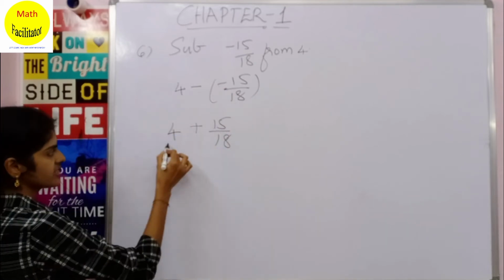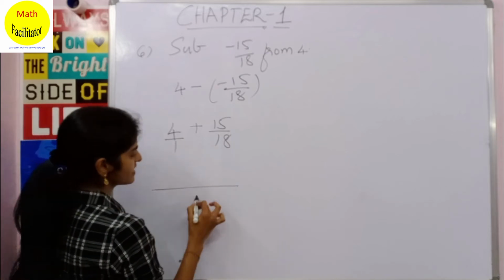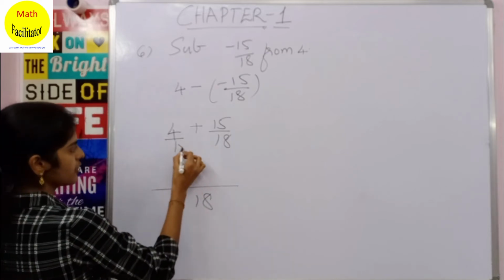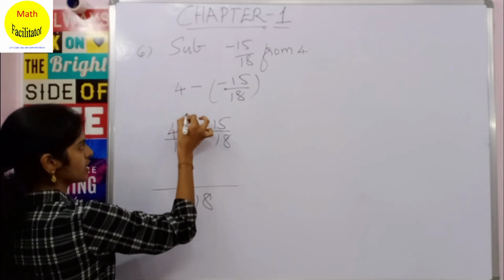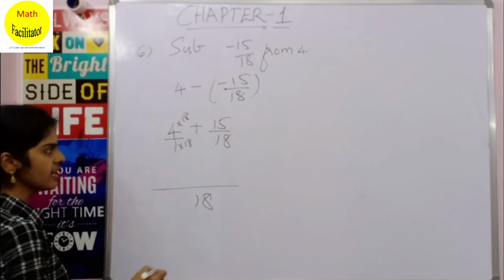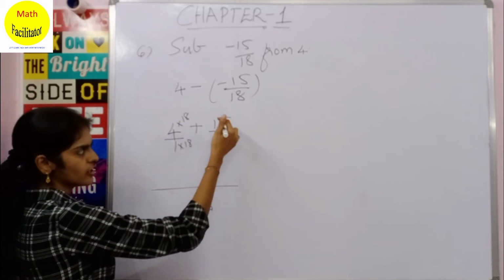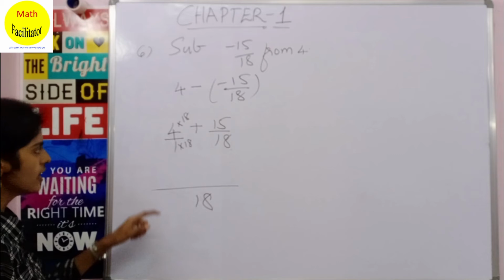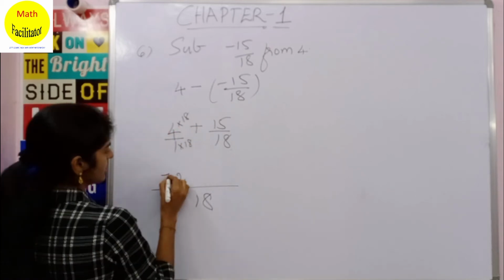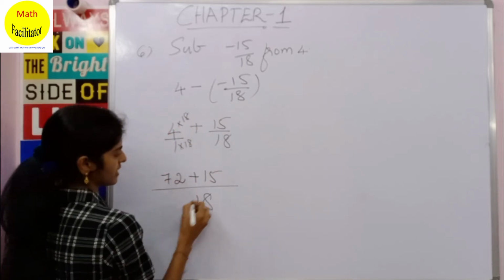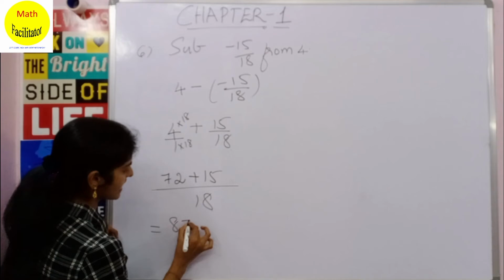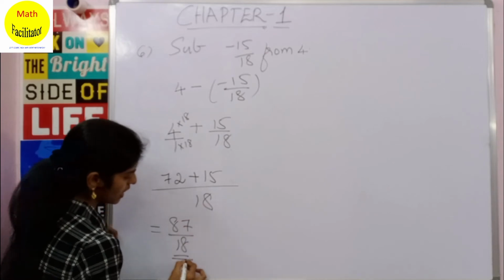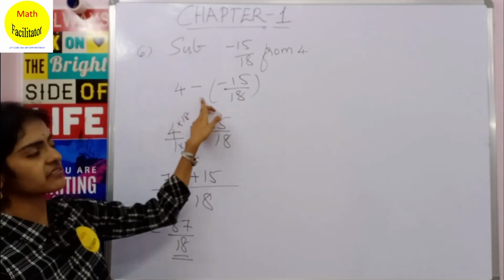Okay, so just solving. So the LCM is 18. Now here you have to multiply by 18 and here also in the numerator you will multiply by 18. Okay, and here it is 18 and 18, so you can just take the number as it is. Clear? So 4 into 18 is nothing but 72 plus 15. Okay, so the answer is 87 by 18. Very simple, but you have to be careful with the first step.